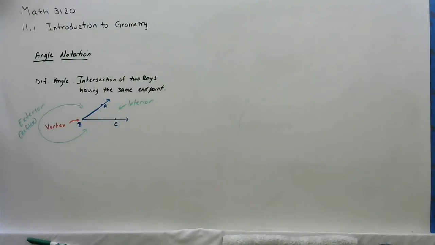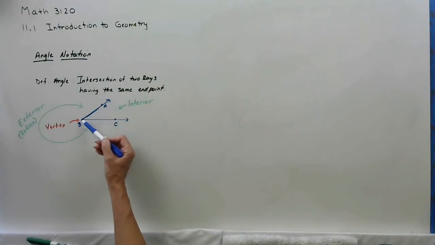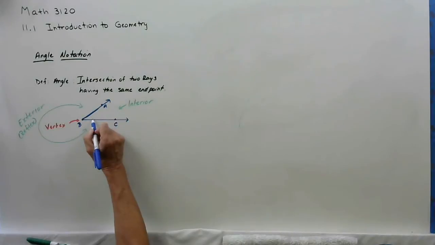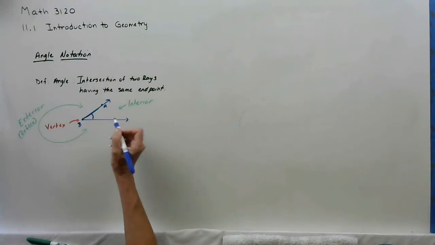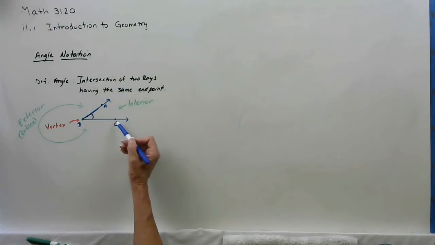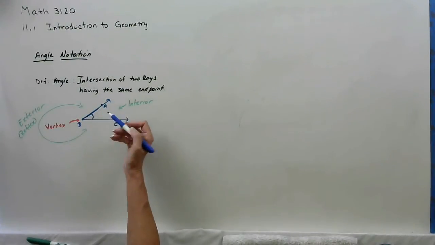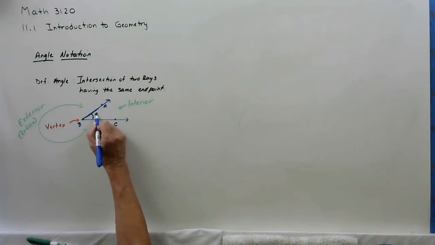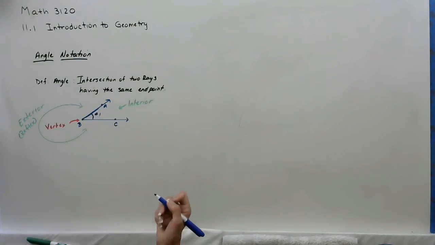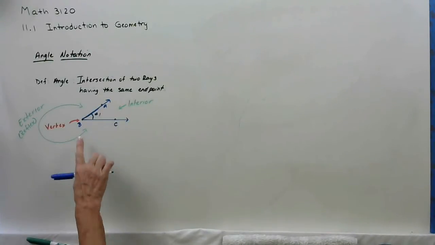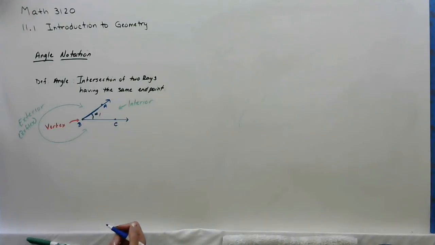Oftentimes, not as often as you think actually, you're going to see this referred to as angle B because that's the vertex. You might also hear it referred to as the measurement from A to B to C. Sometimes you might see a little notation that says I've gone from A to B to C, or from C to B to A. Sometimes you also might see it numbered like angle 1. Usually we'll refer to them by numbers, or by the vertex, or by the three points needed to create the angle.